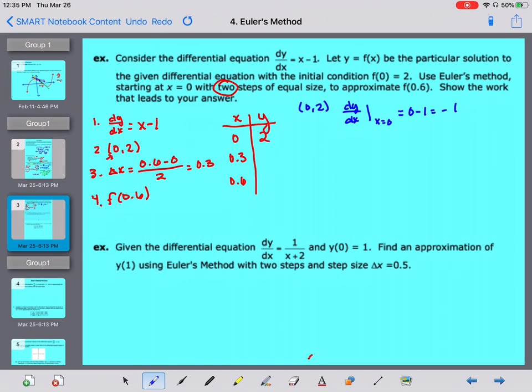Now it's about our tangent line. So y of 0.3 is going to be approximately, starting with my y value, which was 2, plus my m, and my m is negative, so that's going to be minus 1, plus a negative 1, times my change of x, which was 0.3. So really this becomes 2 minus 0.3, which is 1.7. And that means that this value is 1.7.